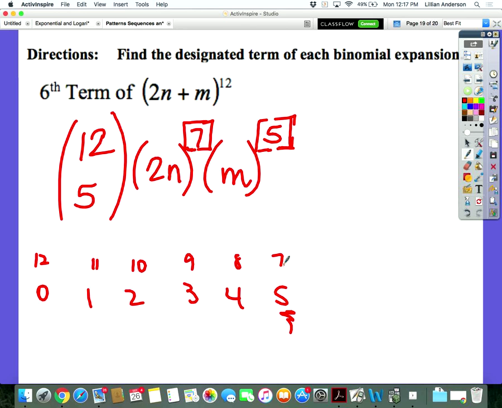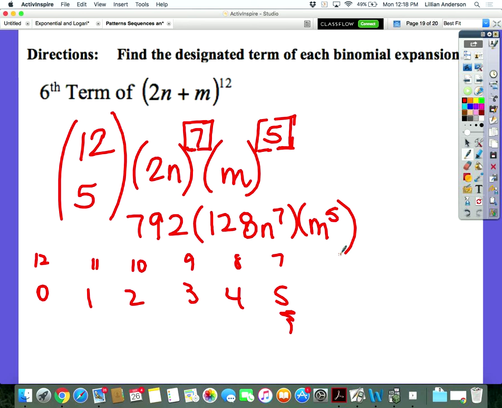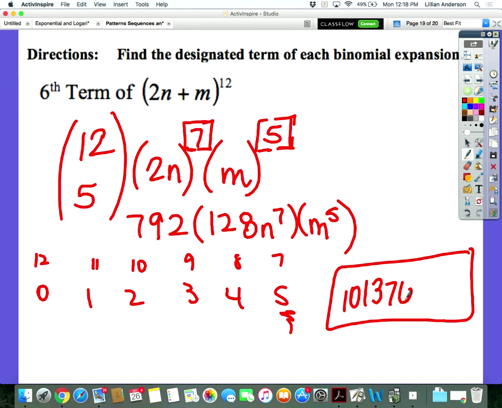So you guys do this in your calculator. What's 12 combination 5? What number is that? Yeah, this is definitely a calculator. What's 2 to the 7th power? 128. It'll be 128 n to the 7th and then m to the 5th. So the last thing you have to do is multiply 792 and 128 to get your 6th term, times n to the 7th, m to the 5th. And that's how you find just one term out of the expansion.